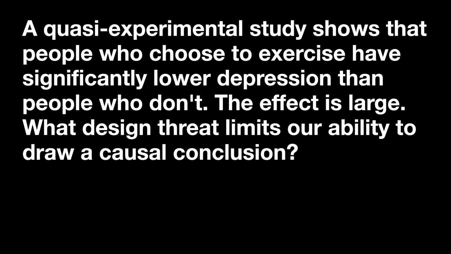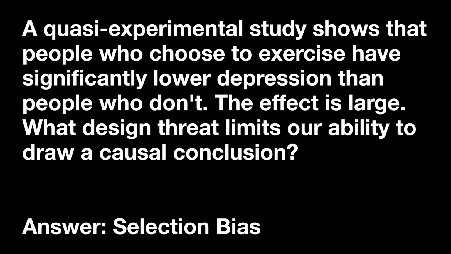The answer is selection bias. People who choose to exercise are probably systematically different from people who don't in ways that could affect depression. They might be more motivated, more social, or healthier to begin with. We can't tell if exercise caused lower depression or if the groups were already different. To improve this, you'd randomly assign people to an exercise program or a control condition. And then if the groups differ in depression, you can be more confident exercise caused it.